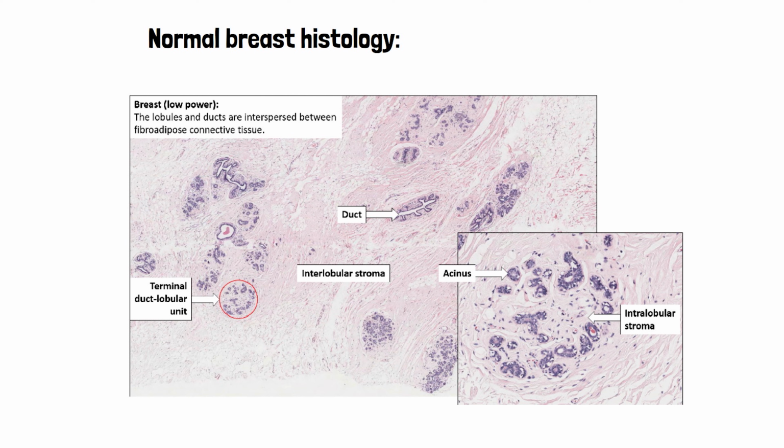It's like a rule, so keep it in your mind: in a non-lactating or a postmenopausal woman, there will be more stroma than lobules. So never forget this. It's like a rule, so never forget it.